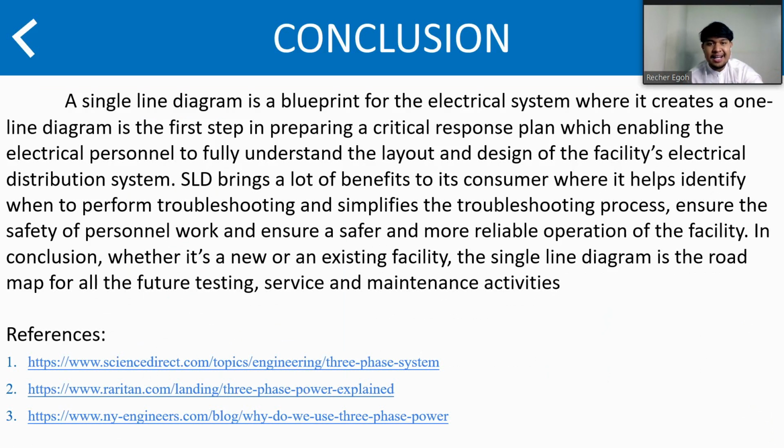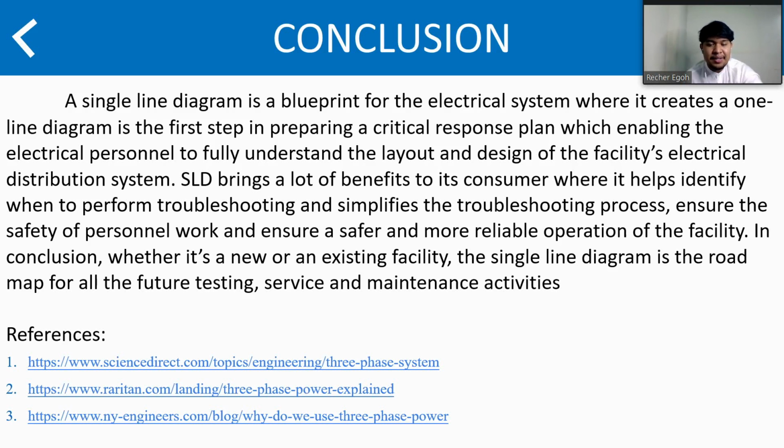A single line diagram is a blueprint for the electrical system where it creates a one line diagram. It's the first step in preparing a critical response plan, which enables the electrical personnel to fully understand the layout and design of the facility's electrical distribution system.